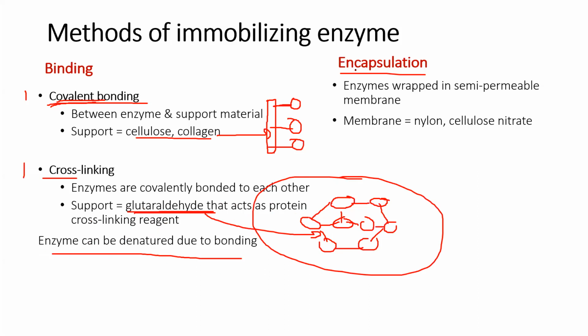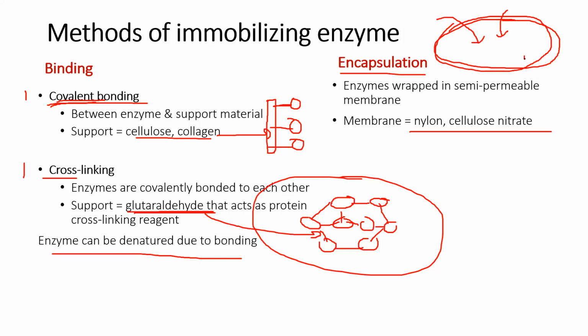And then the last one is encapsulation. So the enzyme is wrapped in a semi-permeable membrane. The membrane is made up of nylon or cellulose nitrate. So you have the support material that acts as macam capsule, and you place many enzymes inside the capsule for the reaction to occur.